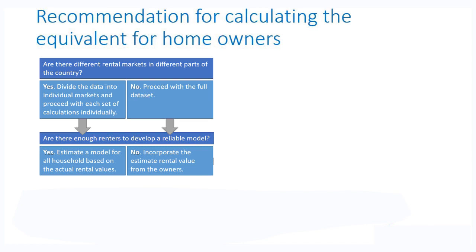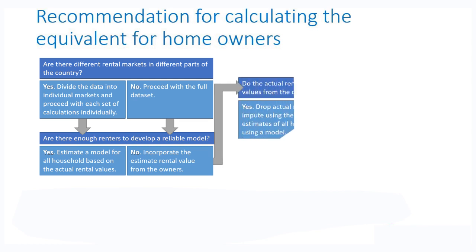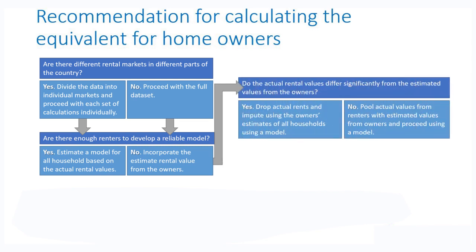Now, the survey literature has shown that the estimated values of housing for owners is universally higher than the actual rented values. This is something that's been demonstrated in context across the world and which we further see in the Pacific. In the case where the rental values differ significantly from the estimated values of the owners, what we generally recommend doing is dropping the actual values and using the estimated values to have a consistent measure for all households.